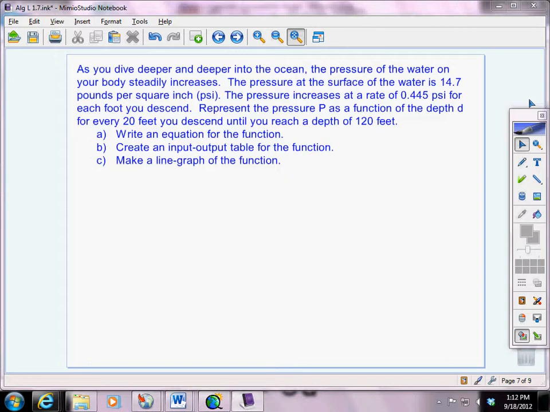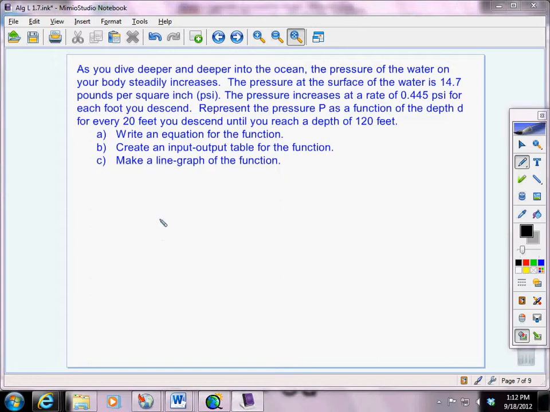This example says as you dive deeper and deeper into the ocean, the pressure of the water on your body steadily increases. The pressure at the surface of the water is 14.7 pounds per square inch, psi. The pressure increases at a rate of 0.445 psi for each foot you descend. Represent the pressure P as a function of the depth D for every 20 feet you descend until you reach a depth of 120 feet. And then notice here it wants us to write an equation, create an input-output table, and make a line graph of the function. So let's start by writing an equation.